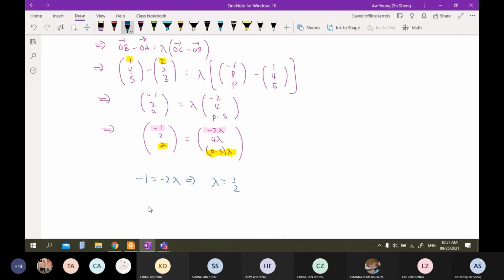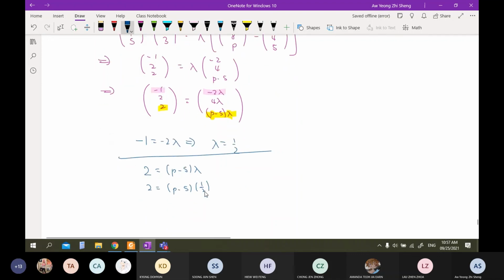Then you have 2 equals p minus 5 lambda. 2 is equal to p minus 5 times half. You have now 4 equals p minus 5 and p equals 9. Done. That's the final answer. They ask for p. Done.